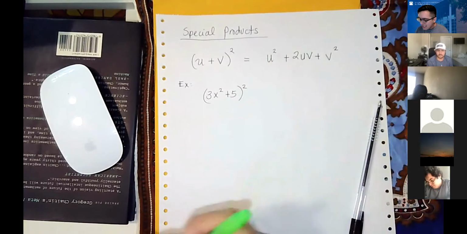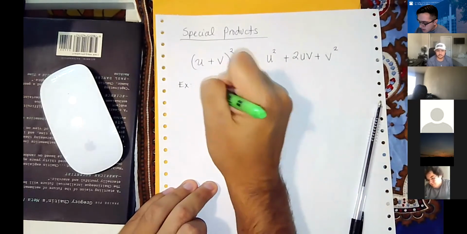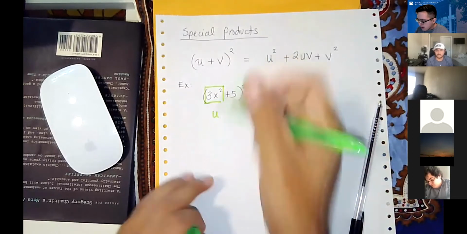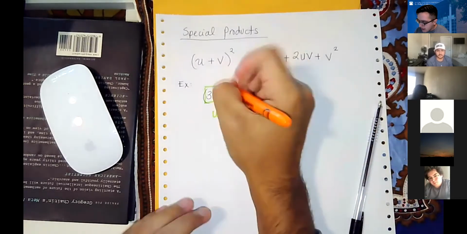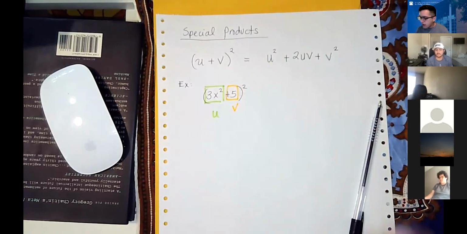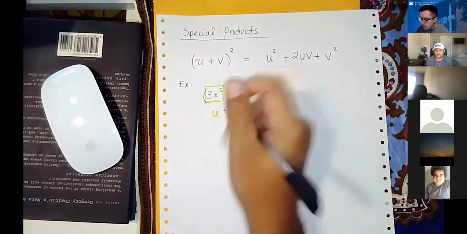Well, in this case, this first term is taking the place of u. The second term is going to be taking the place of v, and I'm squaring that. We have u plus v here.